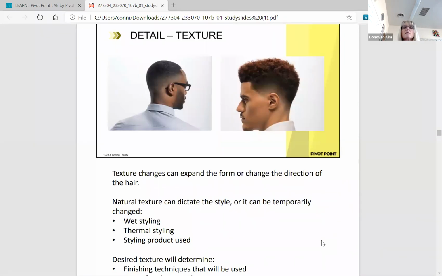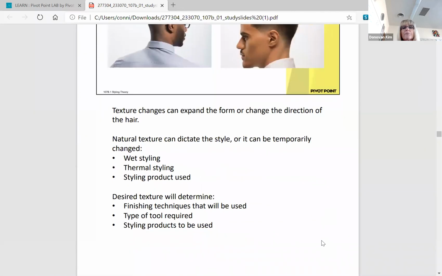Also with the levels of observation, when we're looking at the detail, look at the texture of their hair. Is it curly, wavy, straight, thick, fine, coarse? What do you think that's going to do? And then again, what type of tools are required? What type of styling products are required? Do you need to do a wet style, a thermal style? Any of that you need to really pay attention to.